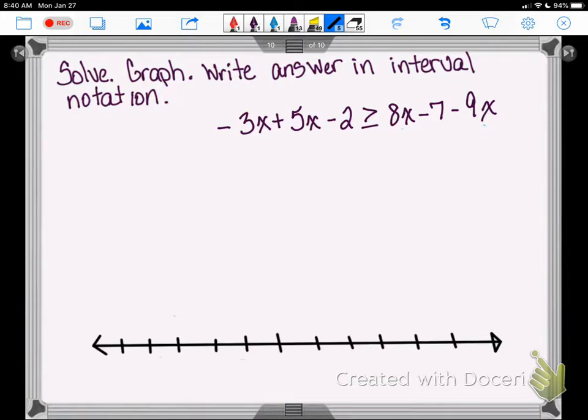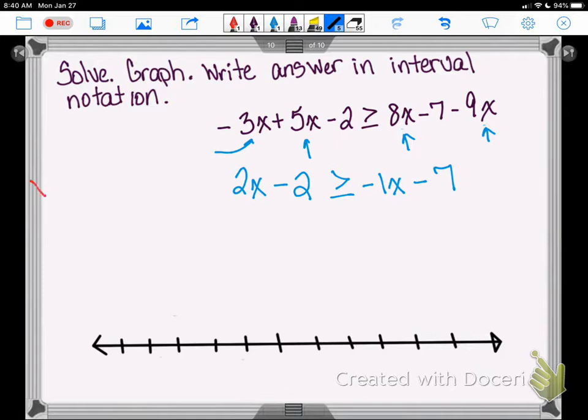Okay, so first of all, I'm combining like terms. So I have negative 3x and positive 5x. I'm combining like terms on the same side of the equation. So I have 2x minus 2. I just combined the negative 3x and the 5x. I have 8x and I have negative 9x. Okay, 8x and negative 9x is negative 1x minus 7.